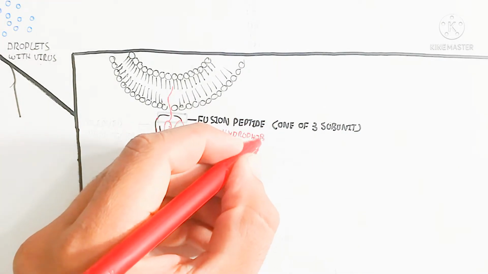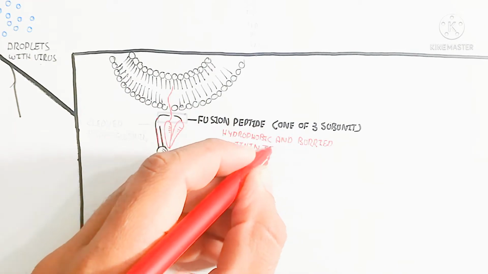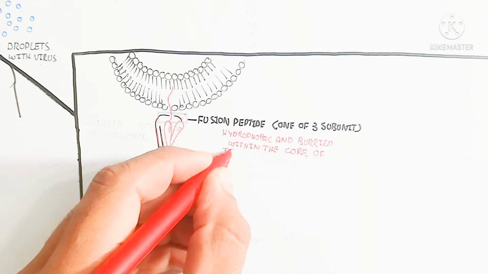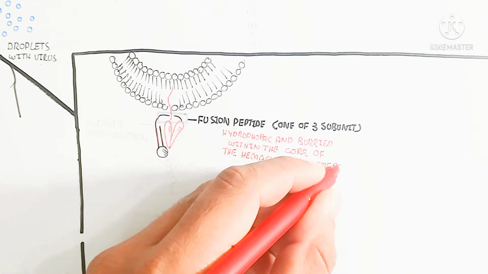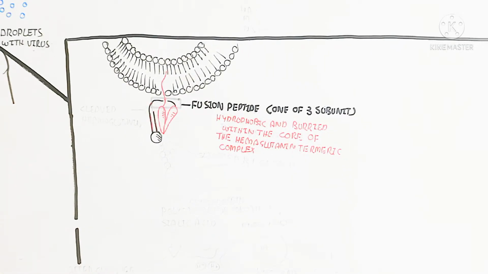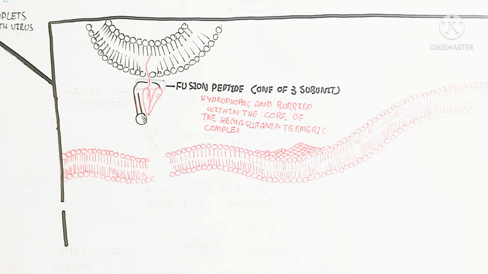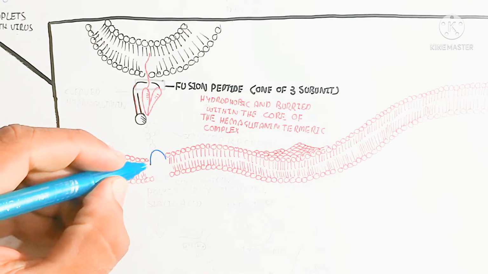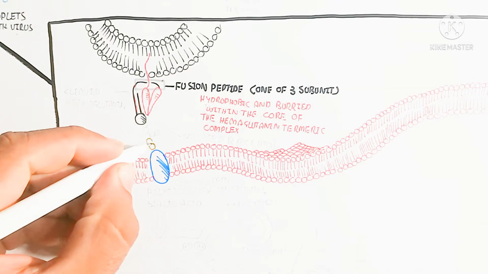Here is the fusion peptide. This is the fusion peptide, one of three subunits. It is three subunits, and here I am drawing just one for understanding. It is hydrophobic and buried within the core of the hemagglutinin trimeric complex. Here you can see the black color showing where it is attached, and the fusion peptide will be exposed.